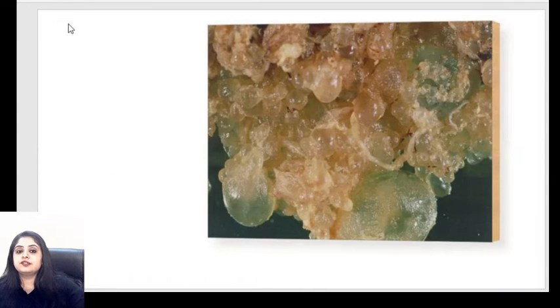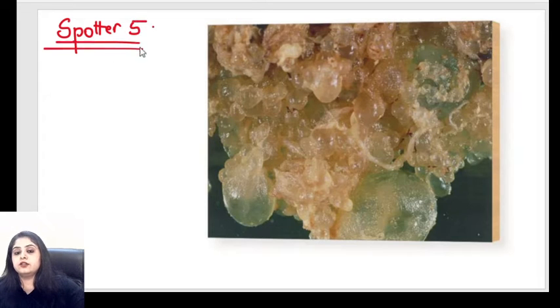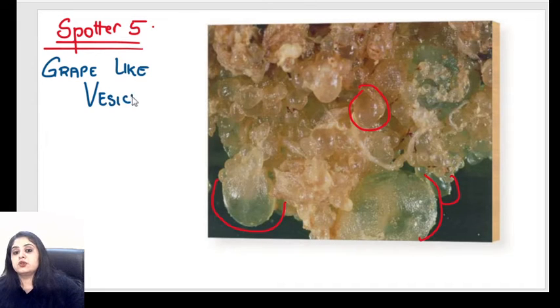Last spotter of the day. This is especially for the second year students, because this is like a pass-fail kind of a gross image that you get in the exam. If this goes wrong, then no one can save you, right? So you have to get it right. तो ये क्या है? So you will say that, ma'am, there are multiple vesicles, they are filled with fluid, grape-like vesicles. And when I use the word grape-like vesicles, I know for a fact that we are talking about hydatid cyst, right? Hydatidiform mole, I'm sorry. We are talking about hydatidiform mole.